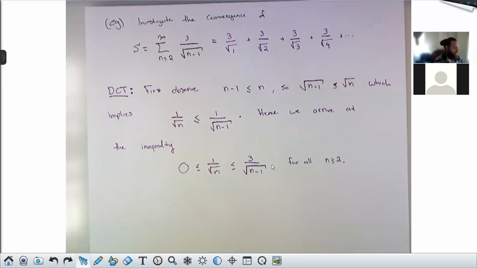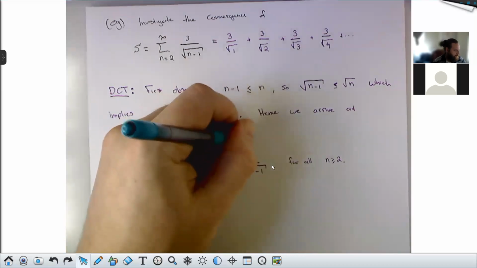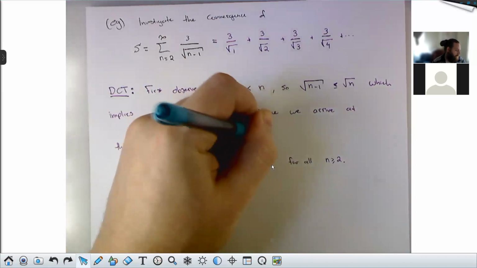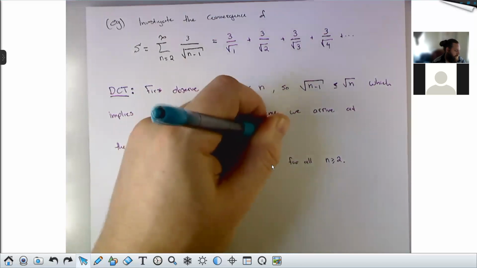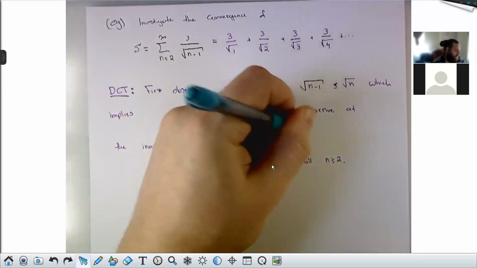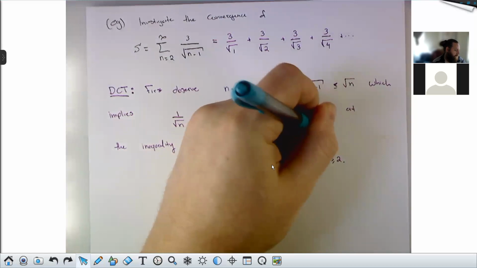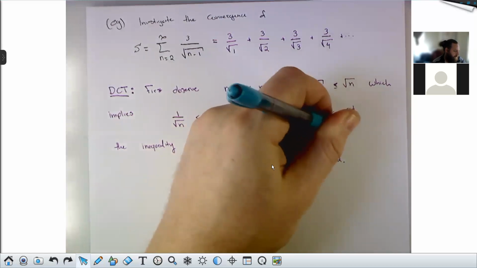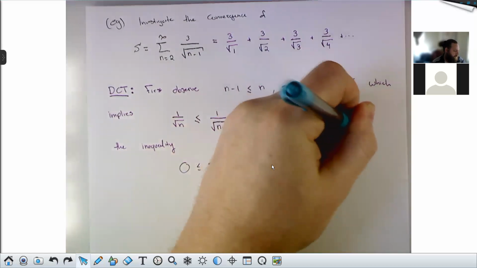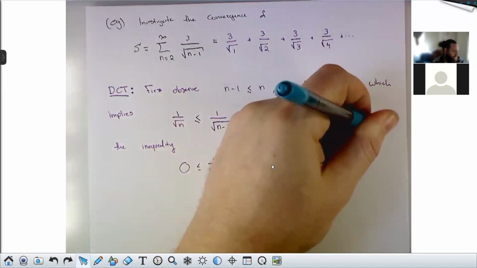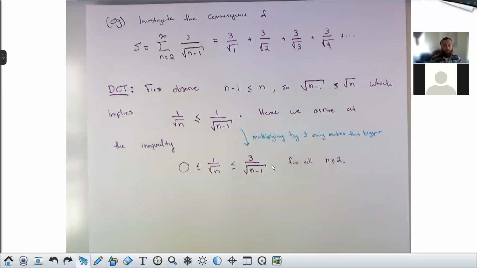The idea here is that multiplying by 3 only makes this bigger. It only makes the inequality more true.